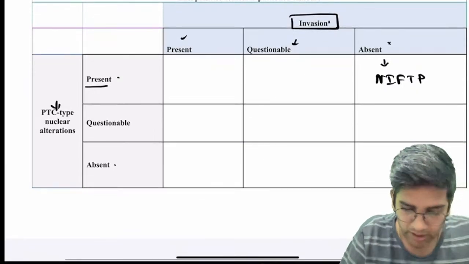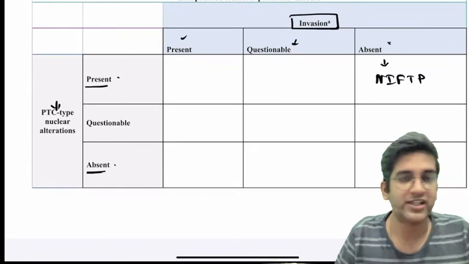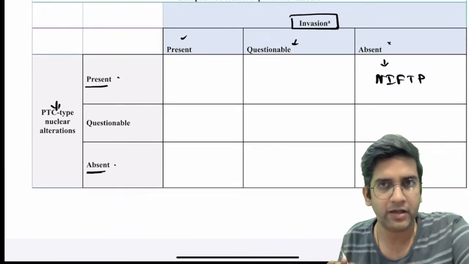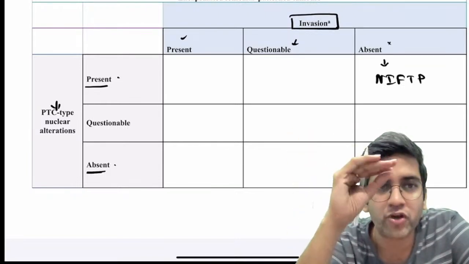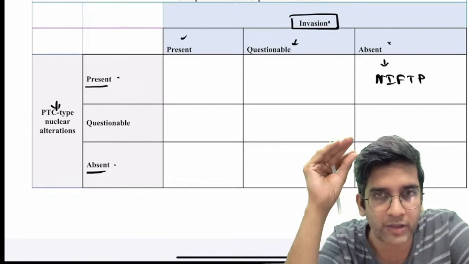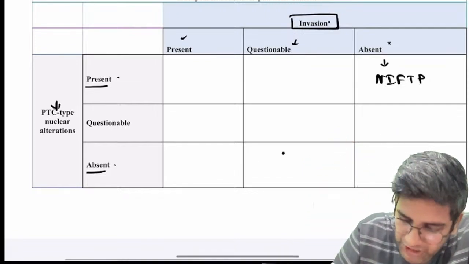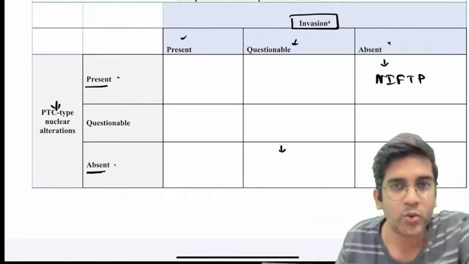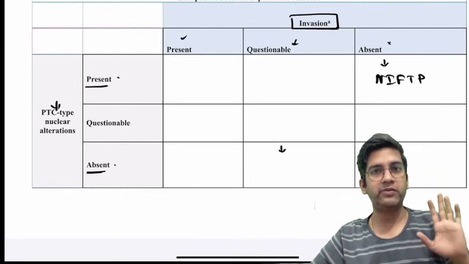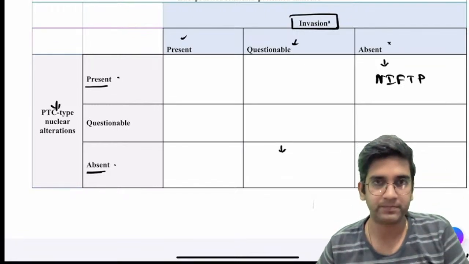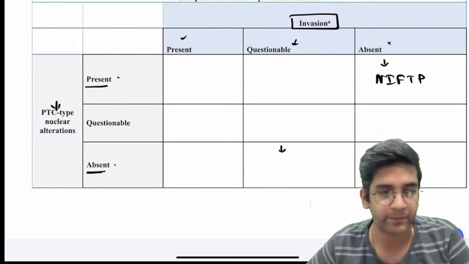I have absent nuclear features of papillary thyroid carcinoma. Okay, I want more people to answer now. Listen carefully. There are no nuclear features of papillary thyroid carcinoma, and I have a questionable invasion. Can anyone tell me who will come here? A clue: everything in questionable invasion, only your UMPs come. Who will come in this category?